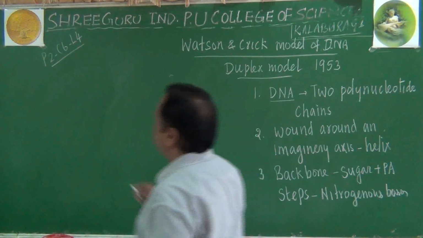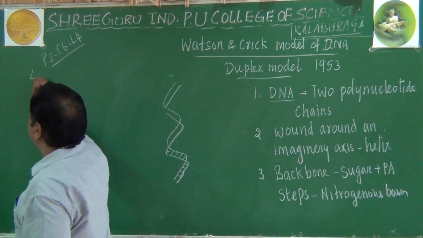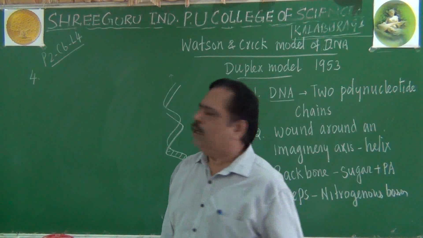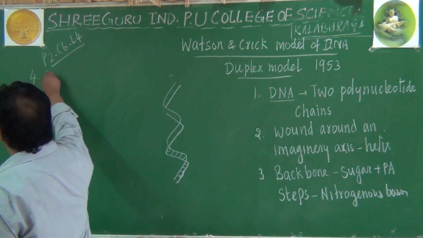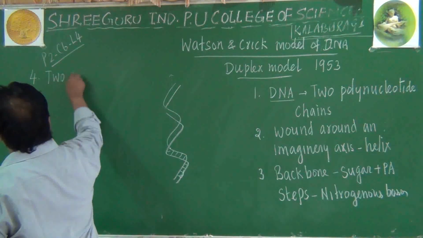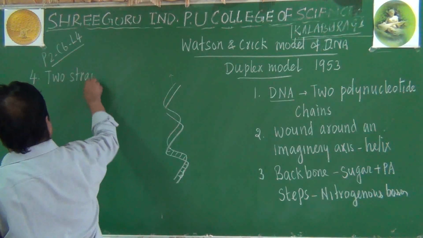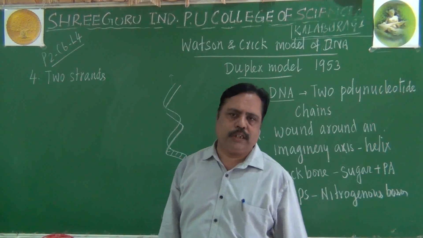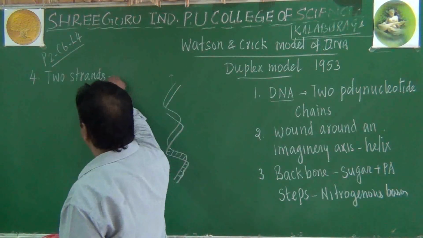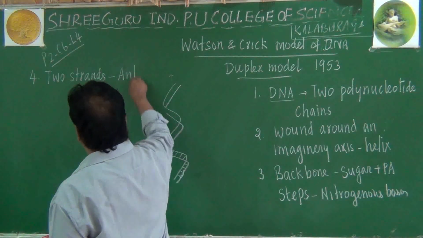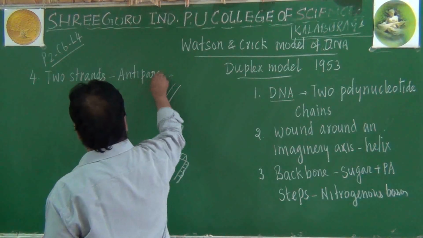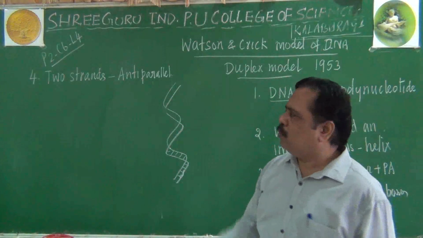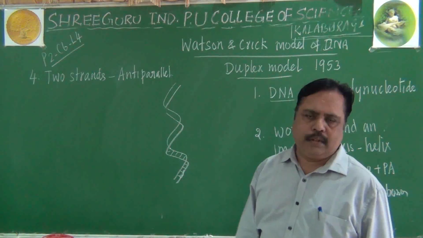The fourth point we have to remember related to the Watson and Crick model is the two strands are anti-parallel to each other. This is the important idea proposed by Watson and Crick. The two strands of the DNA molecule are anti-parallel to each other. That is another important point proposed by Watson and Crick.